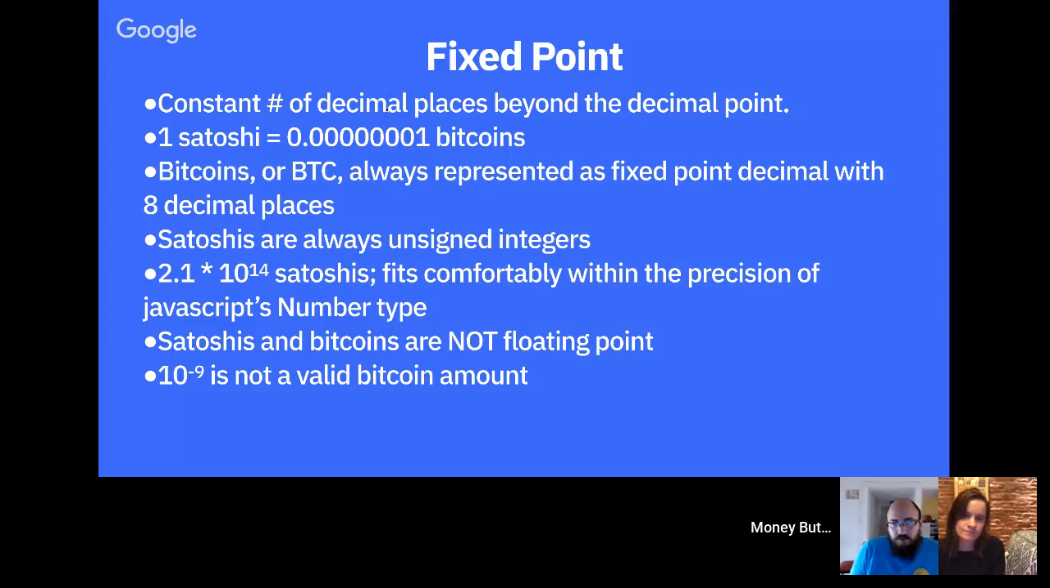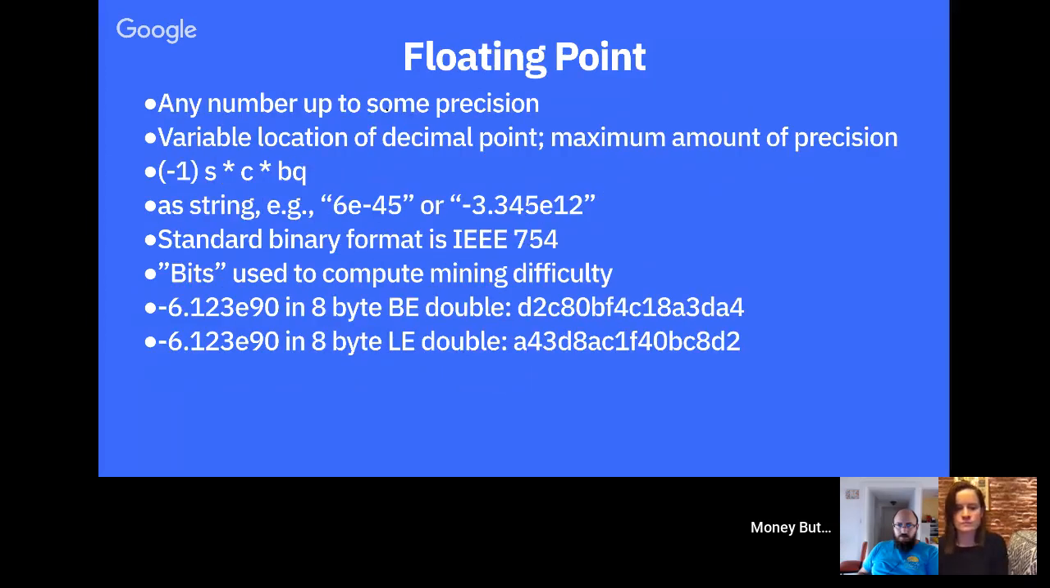And let's see here. Do I have Satoshis always unsigned integers? So inside Bitcoin, it's actually just a number. But when we draw them out, it ends up looking like a fixed point number. So the number of Bitcoins is something that uses fixed point. And 10 to the minus 9 is not a valid Bitcoin amount. 10 to the minus 8 is the smallest quantity of Bitcoin because that is 1 Satoshi. So we have fixed points.